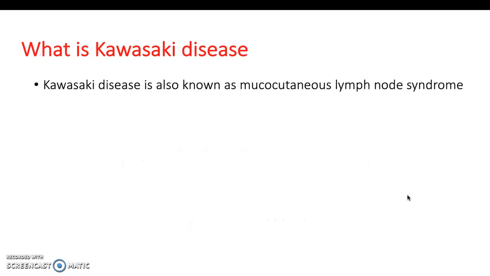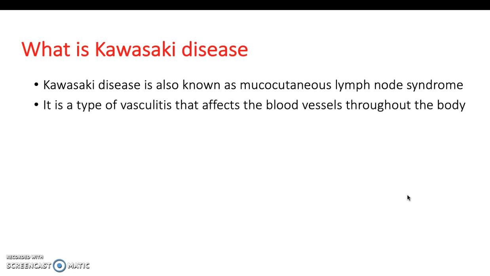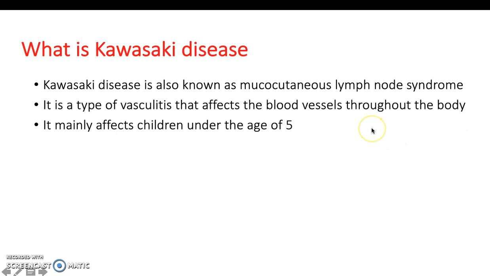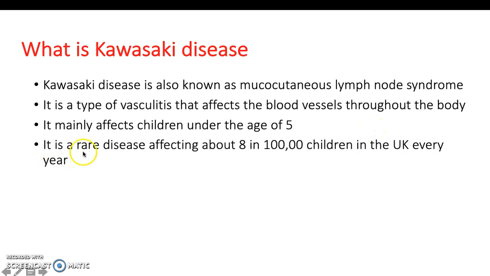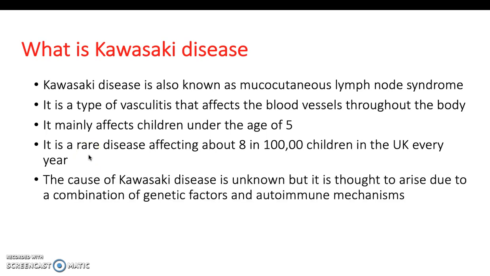Okay, so Kawasaki disease is also known as mucocutaneous lymph node syndrome. And as I said, it's a vasculitis. Mainly affects children under the age of 5. And it's pretty rare, but you've always got to be aware of it because it can have really bad complications if you don't pick it up early.